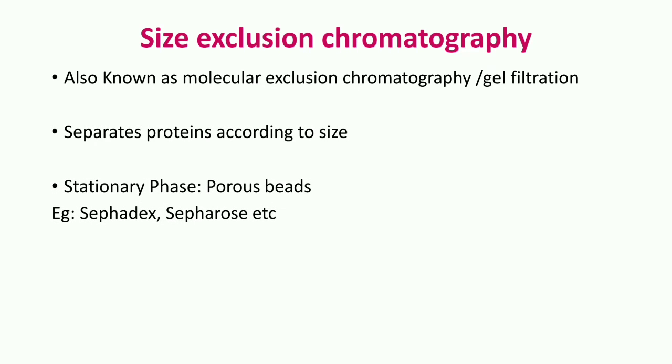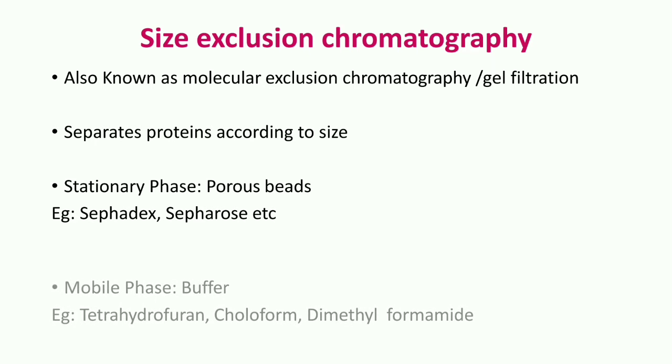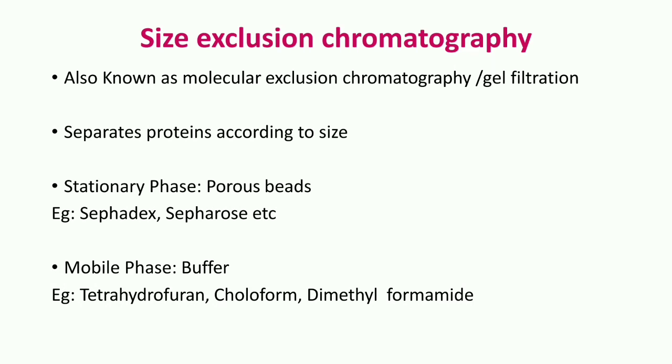It has two phases, a stationary phase and a mobile phase. The stationary phase consists of porous beads. For example, Sephadex can be there, Sepharose can also be present inside the chromatography column. Whereas the mobile phase usually contains a buffer. Common examples of solvents used in gel filtration or size exclusion chromatography are tetrahydrofuran, chloroform, dimethylformamide, etc.